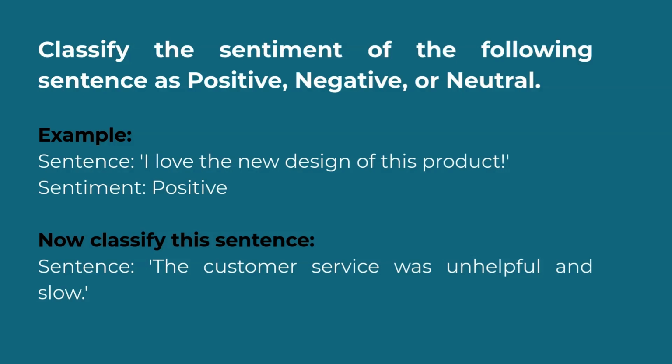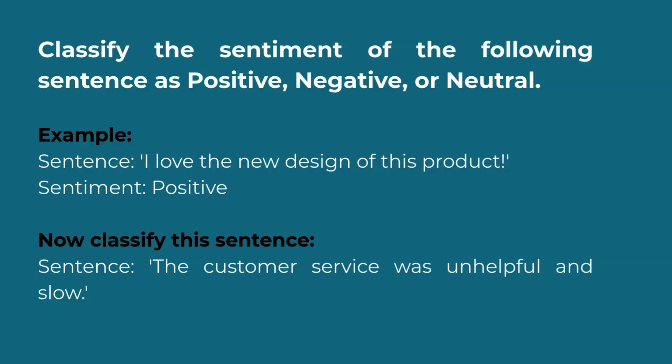So here I've got an example. The sentence says, I love the new design of this product. Sentiment positive. So assume that that sentence was written by a customer, and I would expect the AI to classify that as positive. Remember, when you're dealing with AI models, they don't understand emotions. So sometimes asking it if something is good or bad is not as straightforward as it might seem. So here I've given it an example.